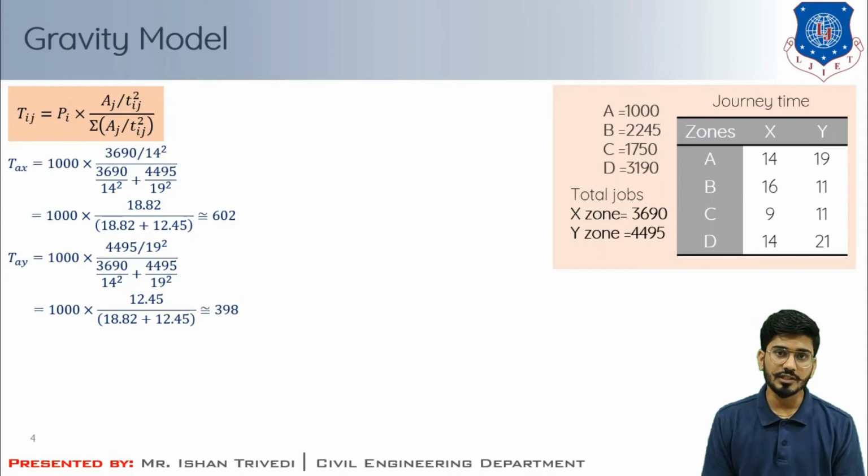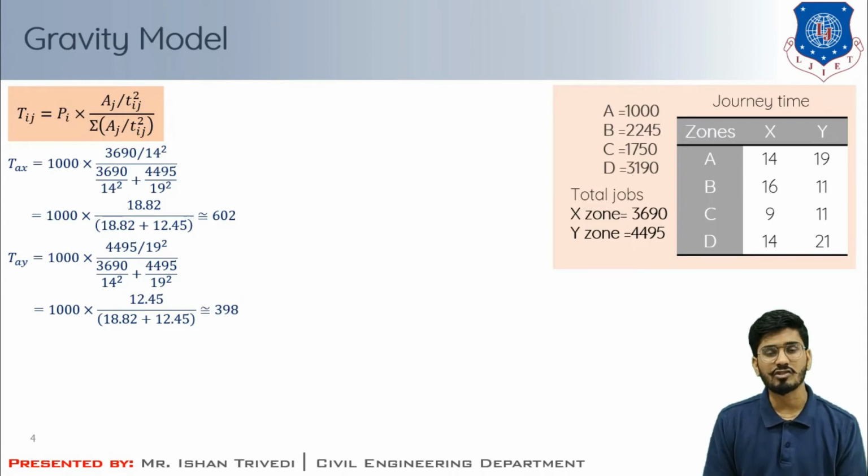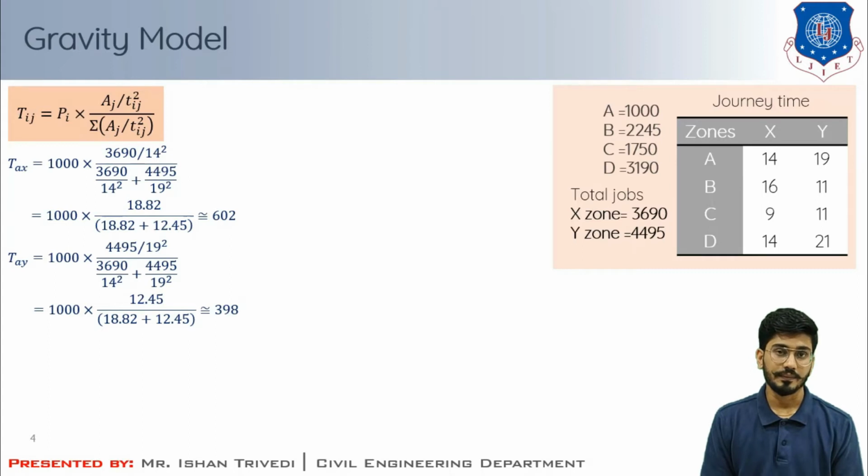Now here, what you have understood from computing the TAX value and TAY value. If you make the summation, it is 1000. Means out of 1000 trips, 602 trips are between A to X and 398 trips are between A to Y. And the summation that we have computed by bifurcation, the number of trips from A to X and A to Y, are 602 and 398 respectively.